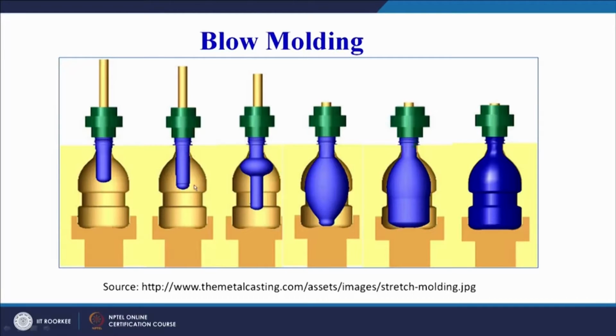In the second stage, it has started to blow. You can see the size difference between this and this, and finally, when the air pressure is maintained, it blows further. Next stage, and the final stage, it finally takes the shape of the bottle. So this is the blow mold, the basic principle of blow molding.